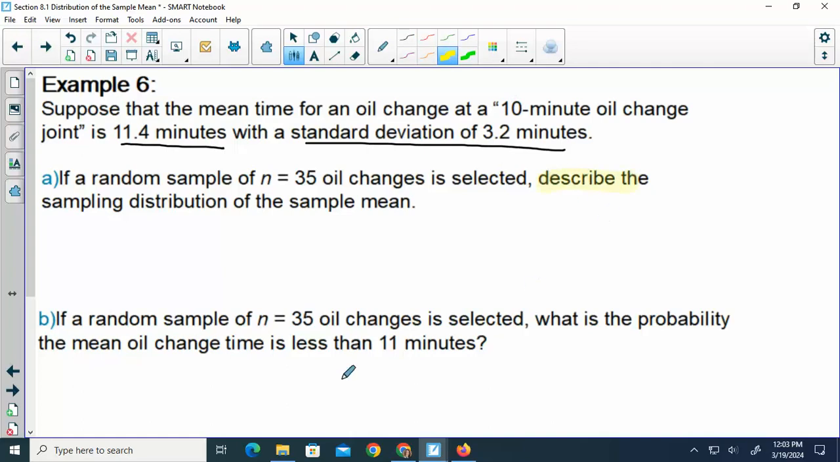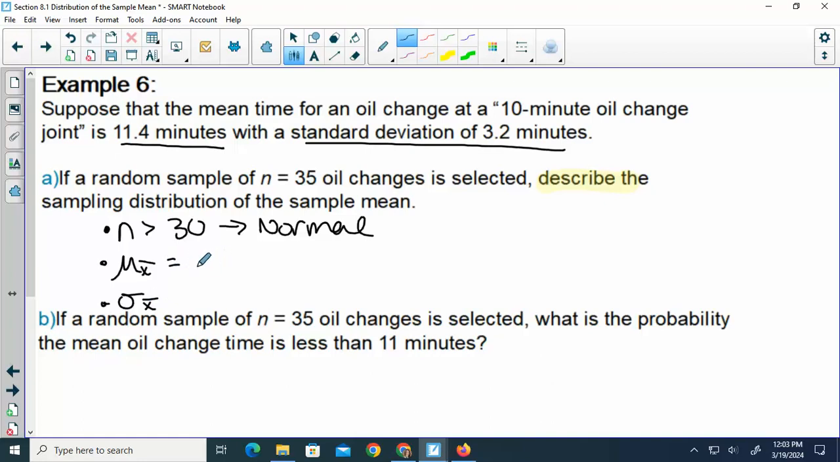When I ask you to describe it, I'm asking for 3 things. Did I tell you that the original data was normal? No. Can I assume it's normal? Yes. So we need to make note of that. If you don't jot anything down, I'm going to assume you didn't even think about it. So I'm just going to say n is greater than 30, so that means it is normal. Okay, when I say describe, the other 2 things I want are the mean and the standard deviation.